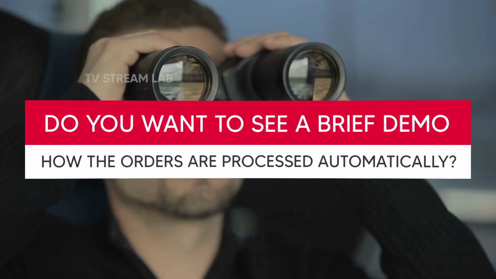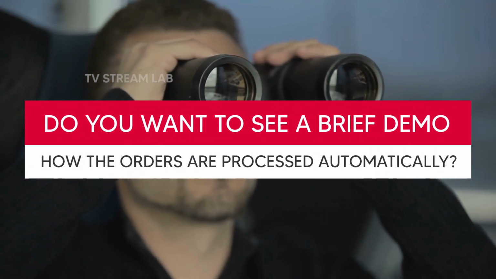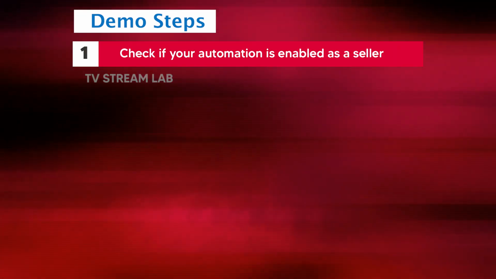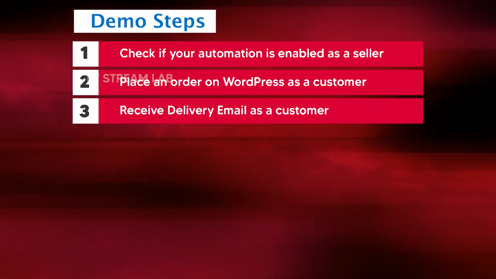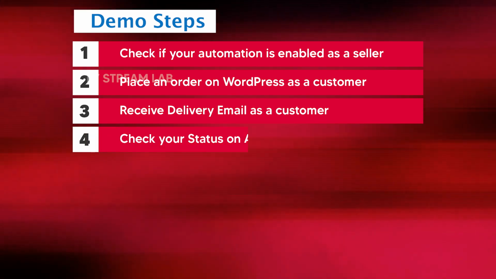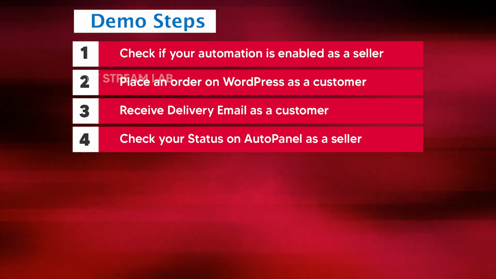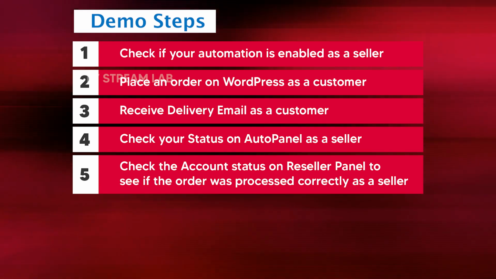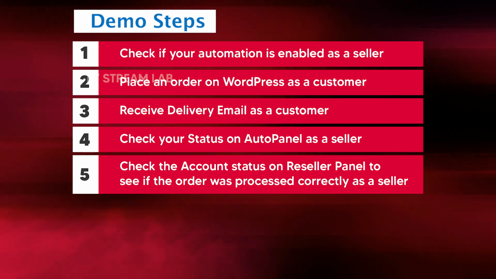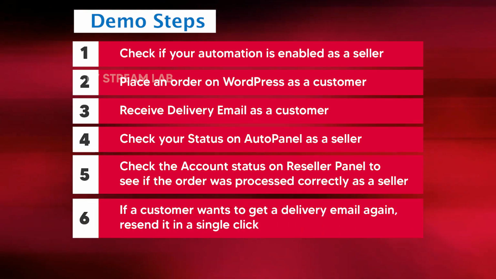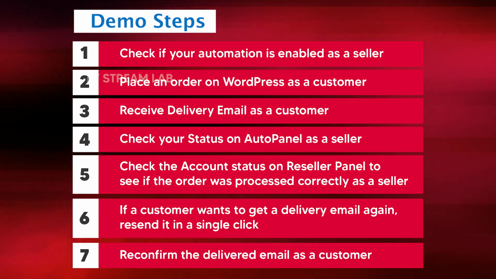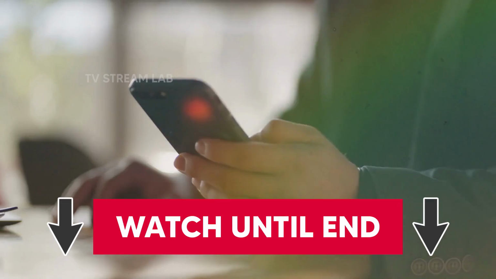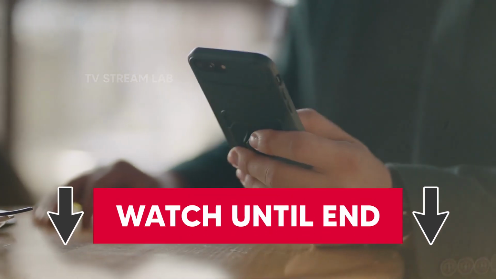Do you want to see a brief demo of how the orders are processed automatically? With this video, you can: 1. Check if your automation is enabled as a seller. 2. Place an order on WordPress as a customer. 3. Receive delivery email as a customer. 4. Check your status on AutoPanel as a seller. 5. Check the account status on Reseller panel to see if the order was processed correctly as a seller. 6. If a customer wants to get a delivery email again, resend it in a single click. 7. Reconfirm the delivered email as a customer. If these are what you're looking for, keep watching the video to the end.